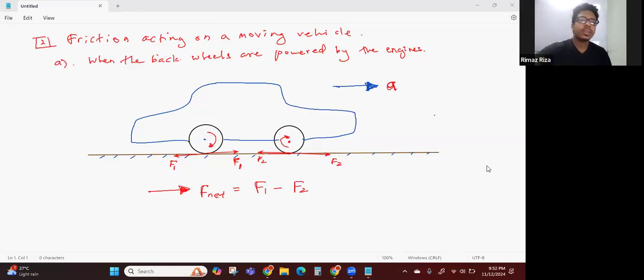So you may have seen, mostly in Jeeps and Pajeros, they will put this 4WD. This means four wheel drive. That means the engine powers all four wheels. So under this second application, we will be discussing part A, part B, and C. So we will be discussing three cases.